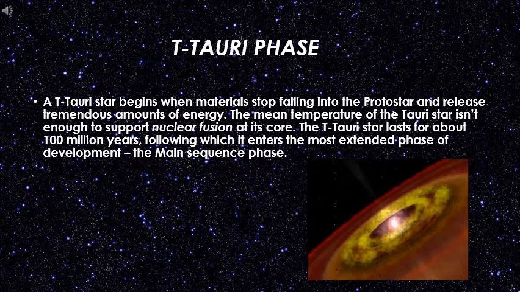Now, let's move on to the T Tauri star. The T Tauri phase begins when materials stop falling into the protostar, and they release a tremendous amount of energy. The mean temperature at the T Tauri star isn't enough to support the nuclear fusion at its core. The T Tauri star lasts about 100 million years. After this, the main sequence of the star begins.